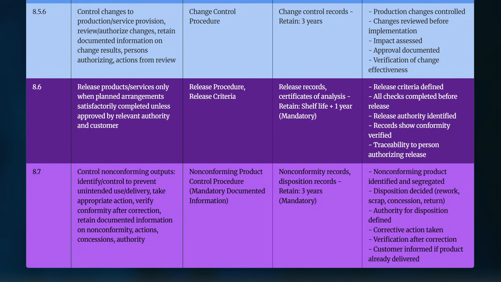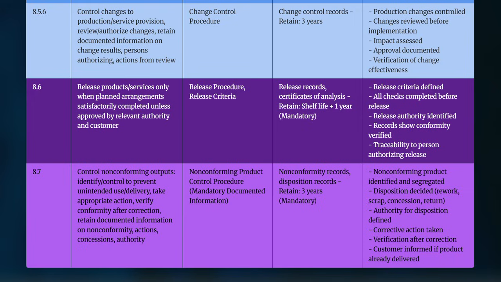In clause 8.7, it requires you to control nonconforming outputs by identifying and controlling them to prevent unintended use or delivery, and take appropriate actions, and verify conformity after corrections, and retain documented information on the nonconformity, actions, concessions, and authority.